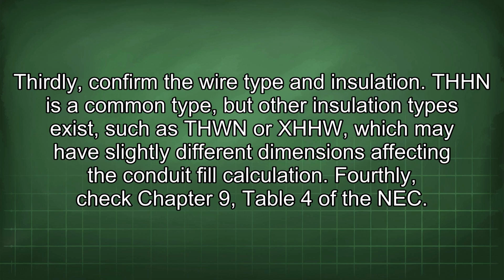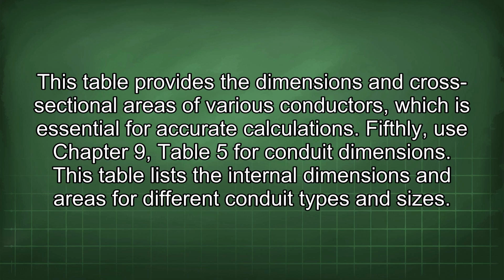Thirdly, confirm the wire type and insulation. THHN is a common type, but other insulation types exist, such as THWN or XHHW, which may have slightly different dimensions affecting the conduit fill calculation. Fourthly, check Chapter 9, Table 4 of the NEC. This table provides the dimensions and cross-sectional areas of various conductors, which is essential for accurate calculations. Fifthly, use Chapter 9, Table 5 for conduit dimensions. This table lists the internal dimensions and areas for different conduit types and sizes.